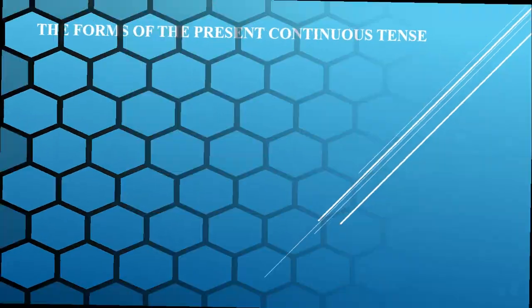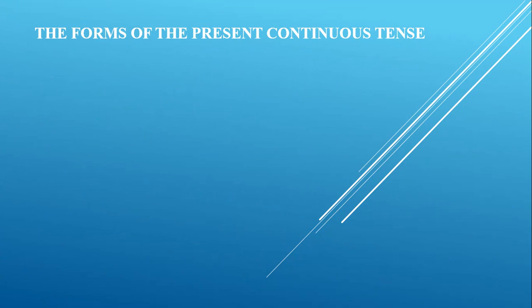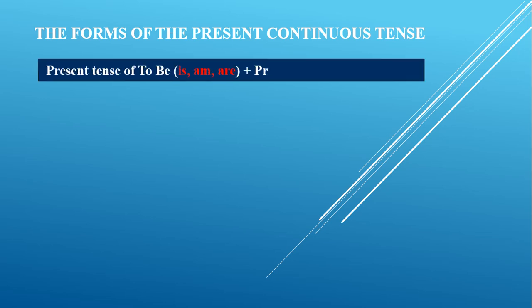Let's start by reviewing the form of the present continuous tense. On the screen, we have the forms of the present continuous tense. On the left hand side, we have the present tense of to be, comprising is, am, and are. The usage of each of them will entirely depend on the properties of the subject, whether it is singular or plural, and whether it is the first, second, or the third person.